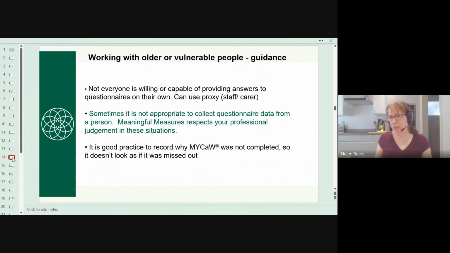But we recognise that in some situations it's really not appropriate to collect any sort of outcome data from people, because it's just impossible due to the cognitive situation, or it's a really difficult, stressful environment, and the person is just unable to. In these situations, we respect your professional judgment. We do think it's good practice to record why MyCore was not completed, and you can do that in the text box on the form. So it can be seen on the system, and it's not like you just missed it out.